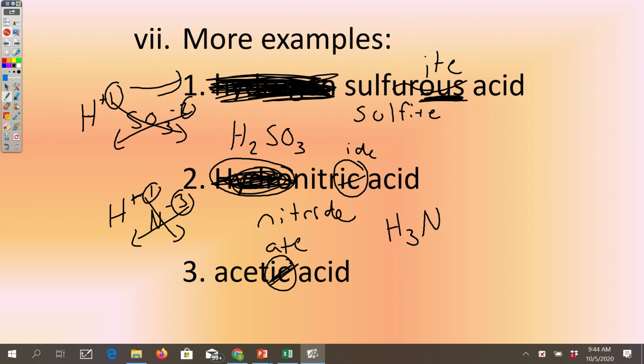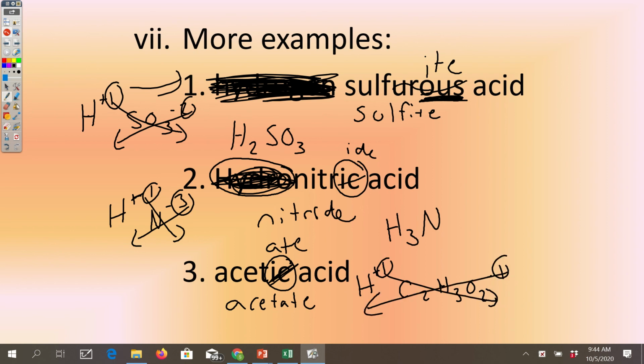And lastly, acetic acid ends in ic, no prefix hydro, so my acetic comes from acetate, which is C2H3O2 with a -1 charge. All acids start with hydrogen, which is +1, so my 1 and my 1 switch, so it becomes HC2H3O2. There is your answer for acetic acid.